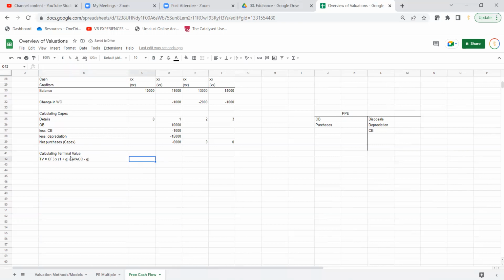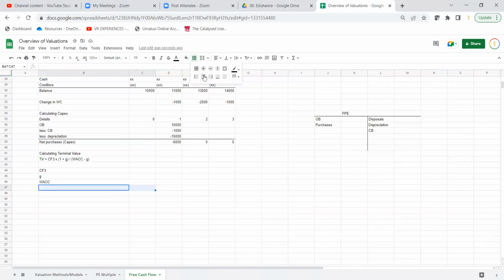So you will just use that to get the number. We'll use cash flow 3. We will have G and we will have WACC, and then that will give us the terminal value.